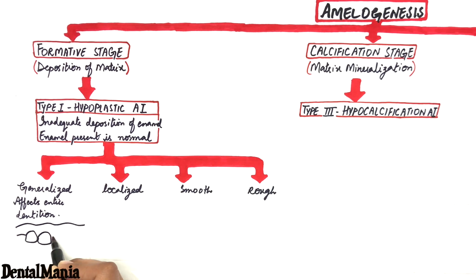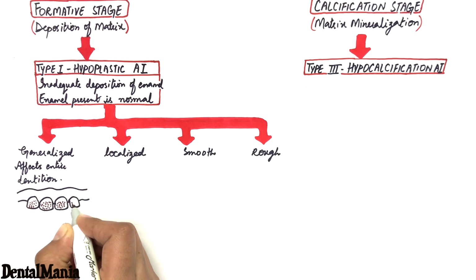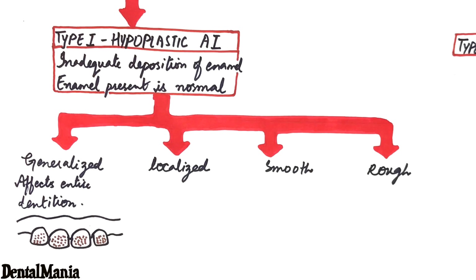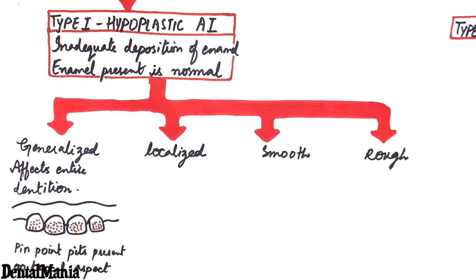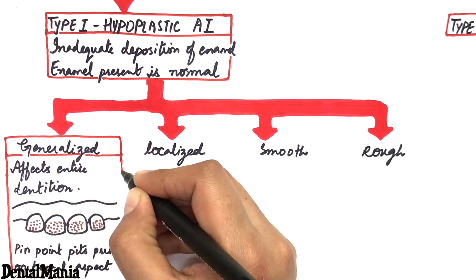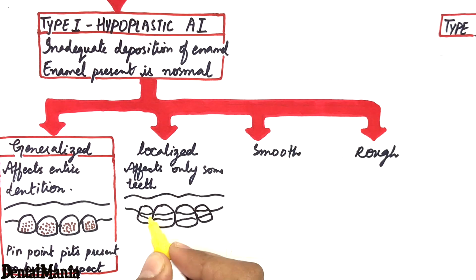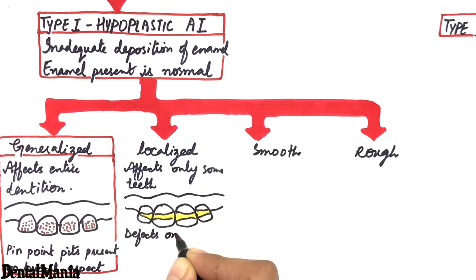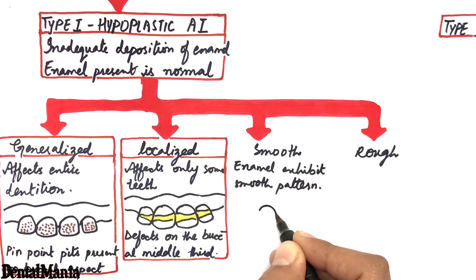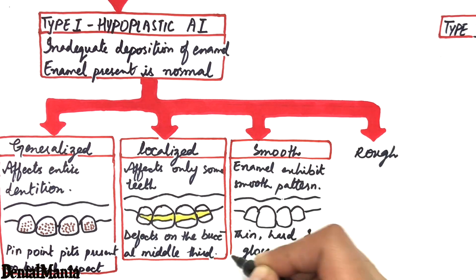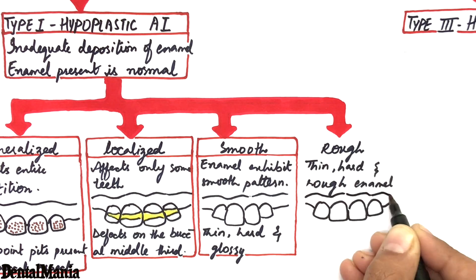Pinpoint pits are present on the buccal surfaces of the teeth. Later on, staining of the pits may occur. The enamel present in between these pits is of normal thickness, hardness, and coloration. The localized pattern affects only some teeth in the oral cavity. Large defects on the buccal middle third of the teeth are seen. In the smooth pattern, the enamel exhibits a smooth surface, which is thin, hard, and glossy. And in the rough pattern, the enamel is thin, hard, and rough.